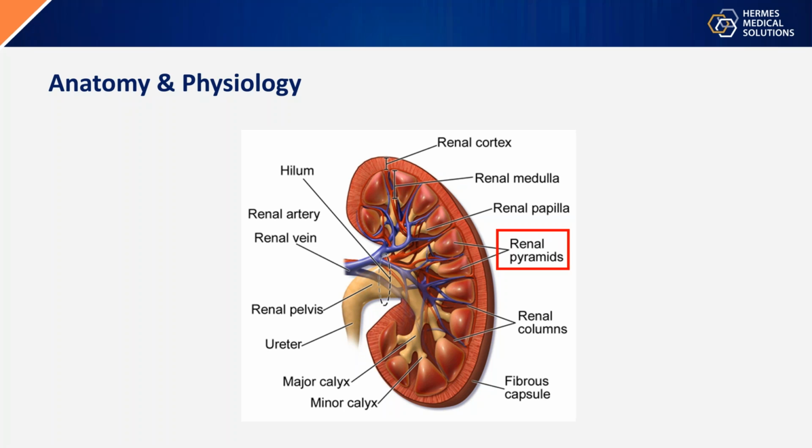This whole outer region of the kidney, the cortex and the renal pyramids, are what we traditionally call the parenchyma, and these will be important later on. From the renal pyramids, the urine passes down to the pelvis, where it empties via the ureter down to the bladder.